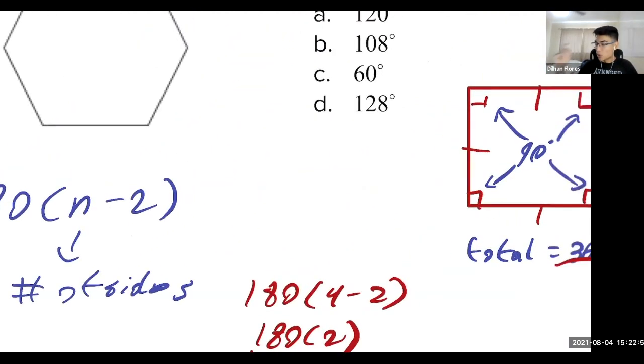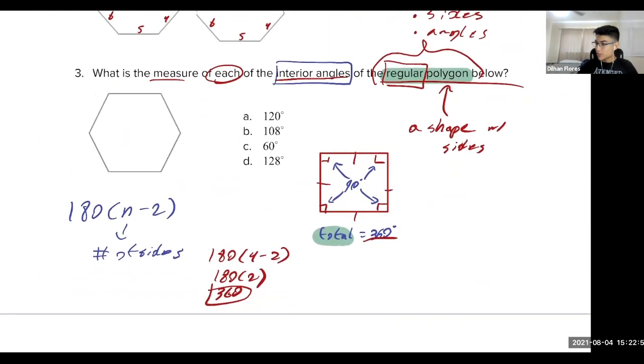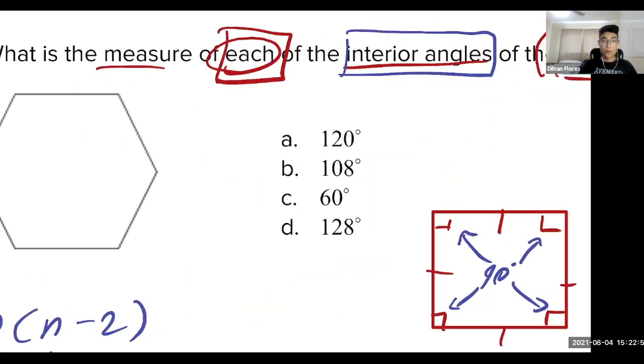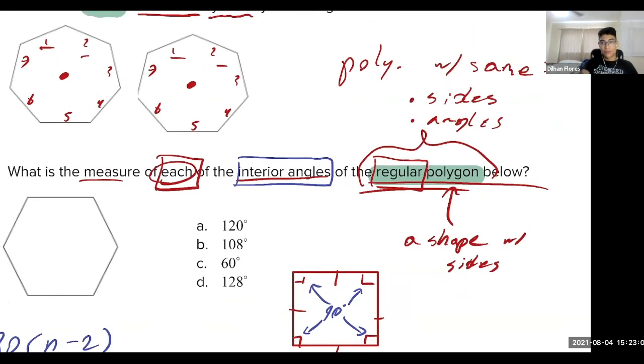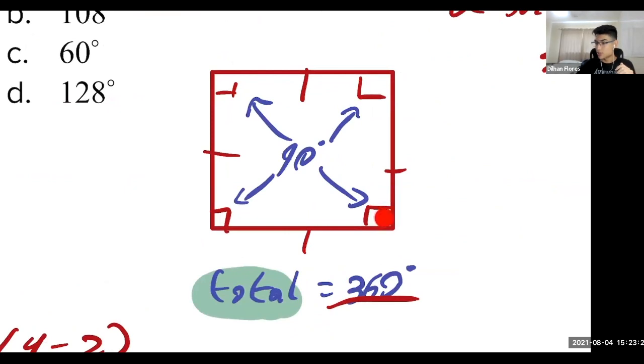Okay, now that gives us our total, right? But we don't want the total. We want the measure of each angle. That's where the regular polygon comes into play. Guys, what makes a regular polygon? Same sides and angles. Just to reword it, all the angles are the exact same measure. They're all just as wide as the other one. So all of the angles are 90 degrees in the square.